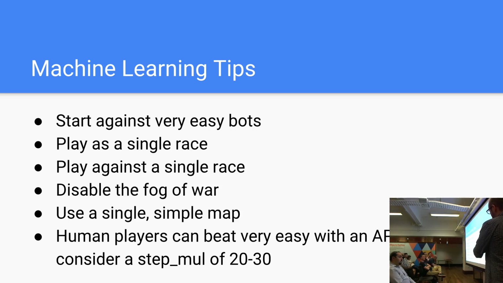Maybe you need to get up to a step mul of 8 when you're playing more advanced bots. Maybe you need to go to step mul of 4 in order to beat elite. Maybe you need something more than that. But starting out, just limit it to 20 to 30 and see how it goes from there. It'll actually make your agents a lot simpler. It'll make their learning a lot easier to control.